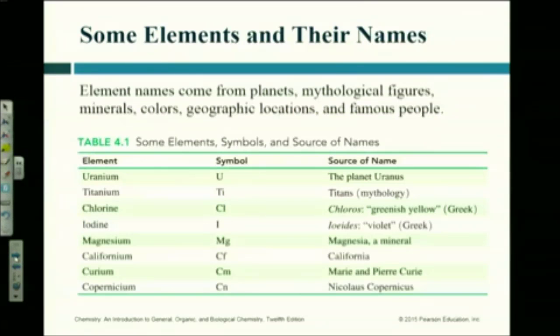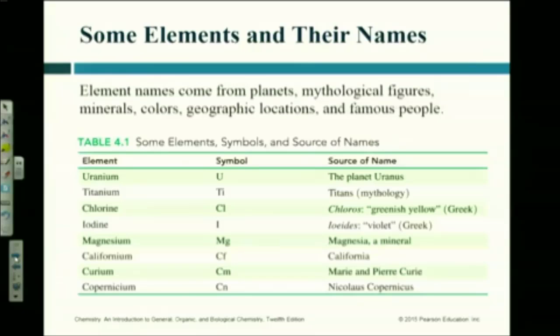We have uranium. Anybody ever heard of uranium? What is uranium for? It's radioactive, and so what do they do with it? Build bombs. It's also used in nuclear power plants. Where does that name come from? It comes from the name of the planet Uranus, right? So the names of the elements come from all kinds of places.